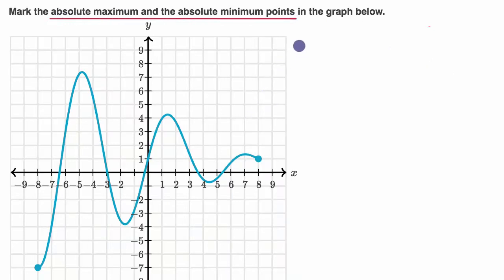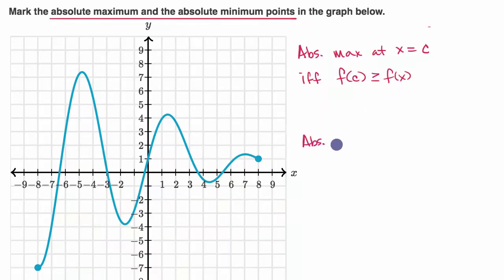You have an absolute maximum point at, let's say, x equals c, if and only if f of c is greater than or equal to f of x for all the x's in the domain of the function. And you have an absolute minimum at x equals c if and only if f of c is less than or equal to f of x for all the x's over the domain.